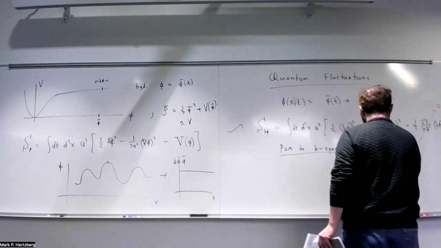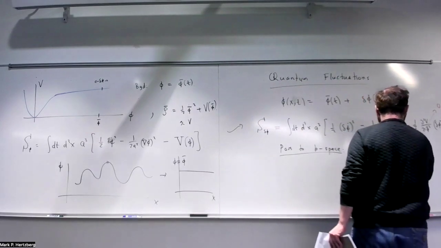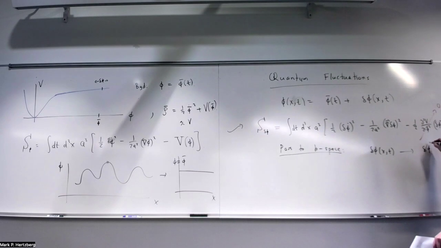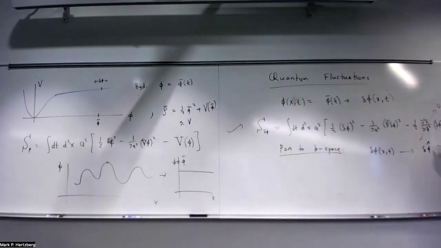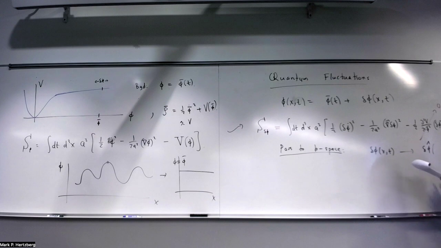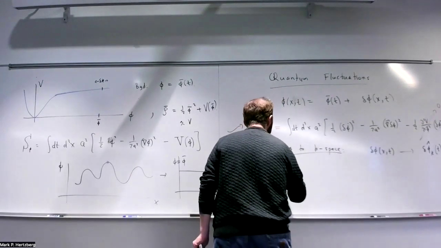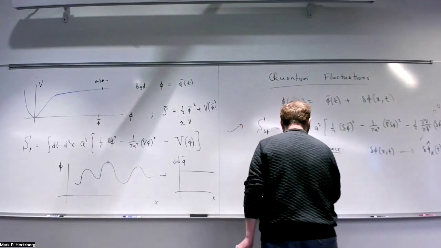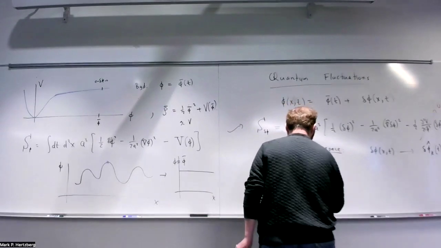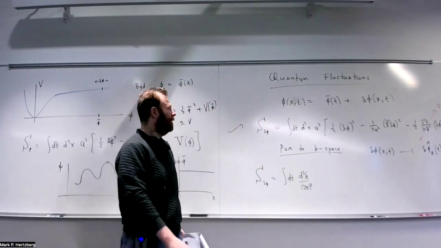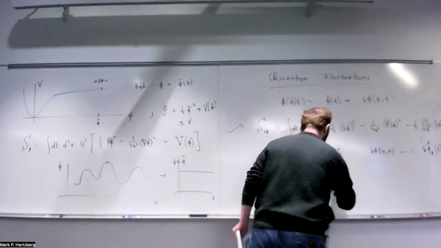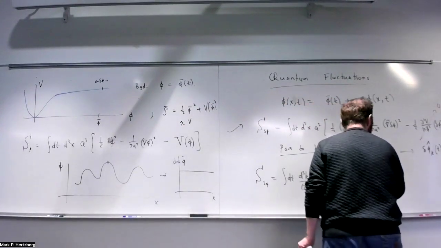And so our delta phi of xt, I'm just going to call that delta phi hat, as I normally do, just for the Fourier variable. And it's a function of k and t, but I'll put a little k subscript there instead of writing brackets k. So the action now, you get d3k over 2 pi cubed, a cubed, 1/2.